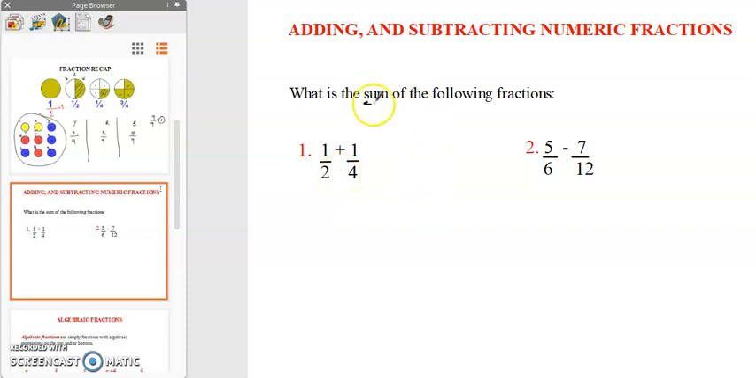And for me, see the word sum. Alright, let me adjust something here. Alright, sum. Let's work on addition for now. Sum, right? And what you should pay close attention to are the denominators, the numbers at the bottom of each fraction. So in this case, we have 2 and 4.